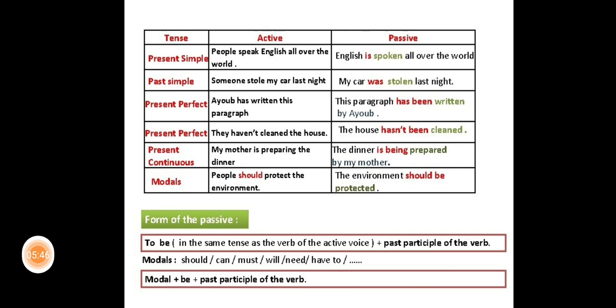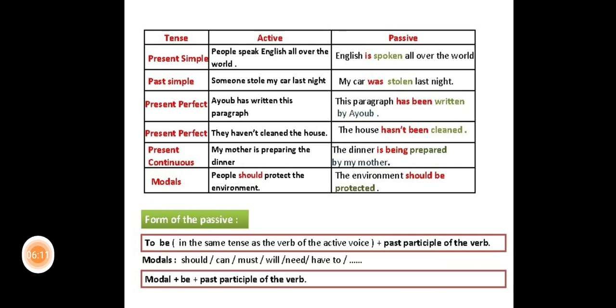Look at the present continuous, the verb to be, is plus verb ing. My mother is preparing the dinner. So, dinner is being prepared. We have the word being. Being reflects that this sentence is present continuous. Been, B-E-E-N, reflects that this sentence is present perfect.